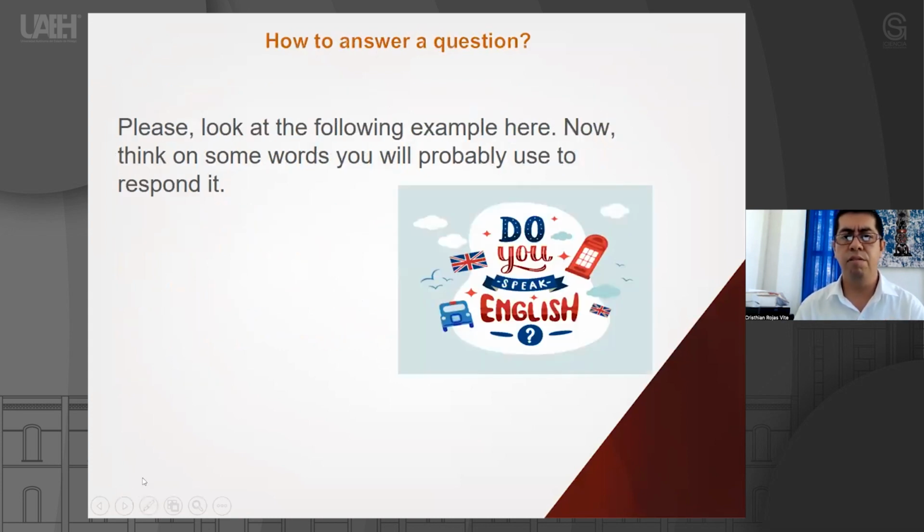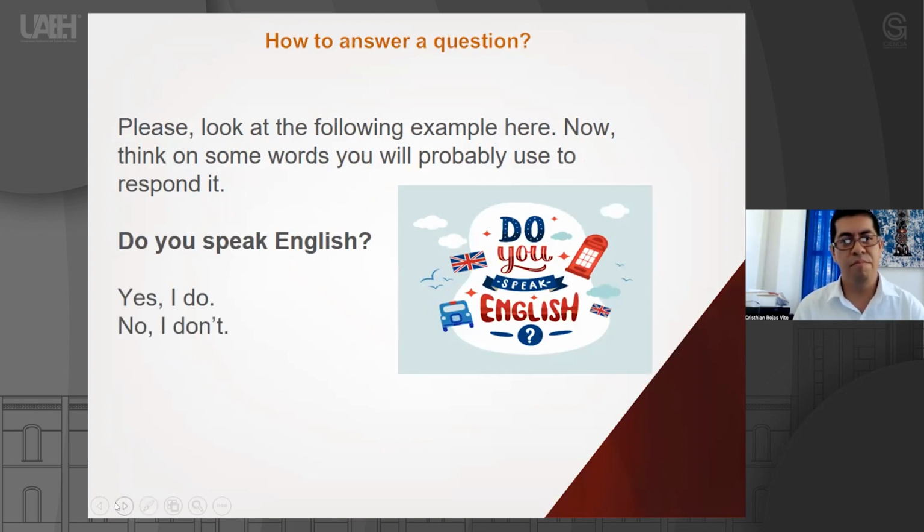Please look at the following example here. Now, think on some words you will probably use to respond it. And here we have this question right here in the picture. Do you speak English? Basically, this is the most common English question you will ever hear in your life. And you need to be ready to give a proper answer. Do you speak English? Yes, I do.